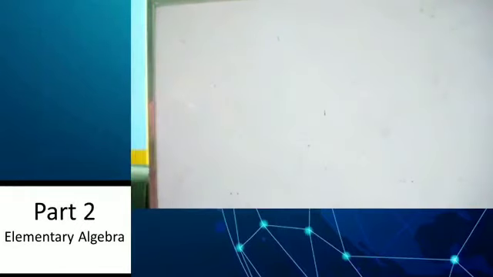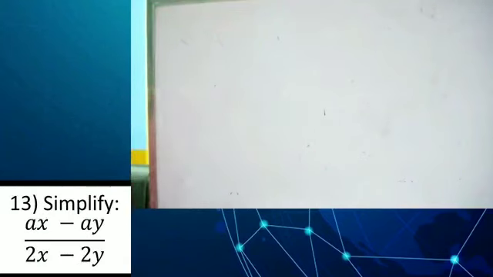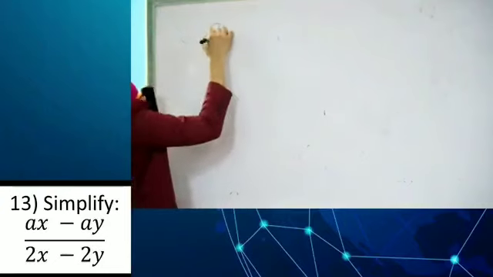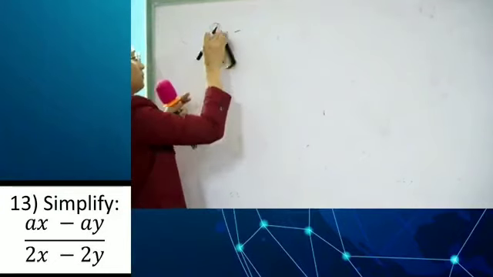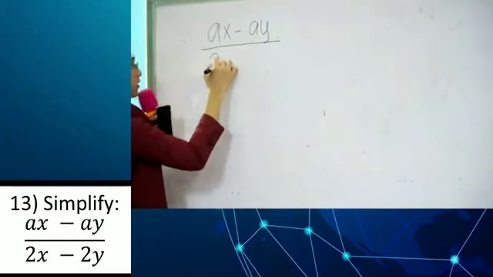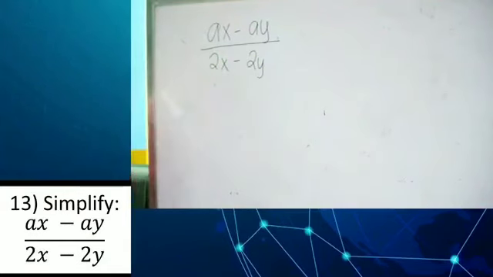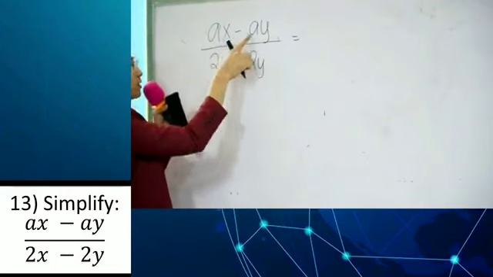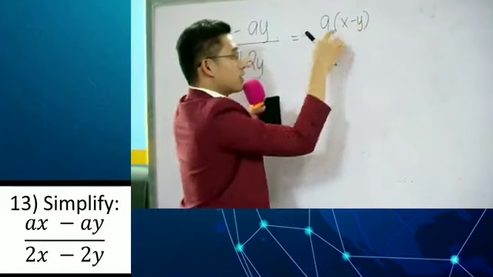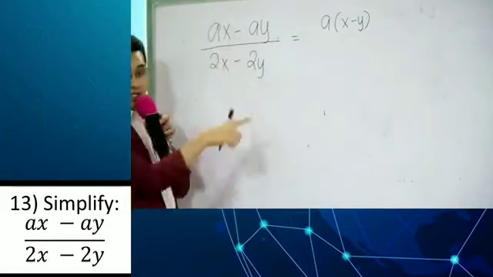Okay, punta tayo kay elementary algebra. Okay? So, first thing na pwede nyo ma-encounter kay elementary algebra is simplifying this type of equations. Okay? So, ax minus ay over 2x minus 2y. Okay? So, ang pwede nyo gawin dito kapag nagsisimplify kayo is to factor muna. Okay? So, ano bang factor nitong ax minus ay? So, that is a times x minus y. O, tingnan nyo, kapag dinistribute nyo siya, this is equal with this.